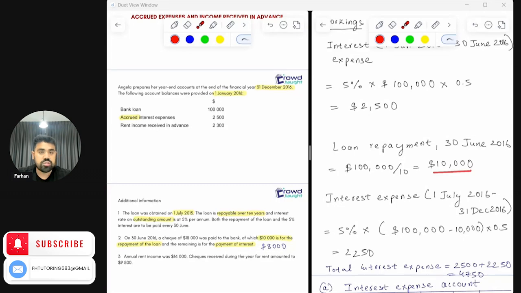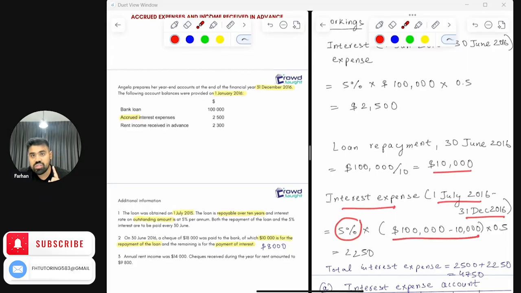Now we want to find out the interest expense for the remaining 6 months in the year, which starts on 1 July 2016 and ends on 31 December 2016, okay? And how do we find it? We use the annual rate of 5%, multiply it with the remaining loan amount. It's not $100,000 like the first 6 months. It's now $90,000, because we know we had just made a repayment on 30 June of $10,000. Therefore, if you want to calculate the interest expense for the remaining 6 months, that $10,000 needs to be deducted from the $100,000. Make sense?